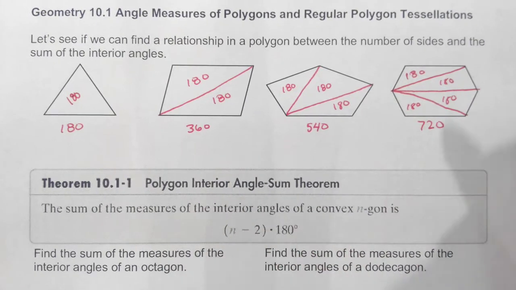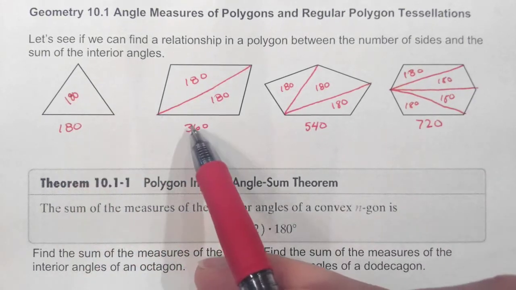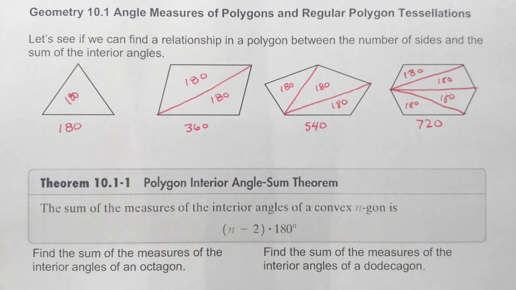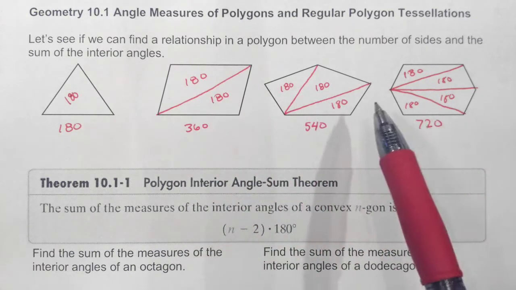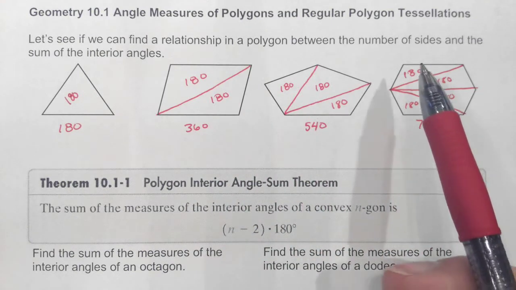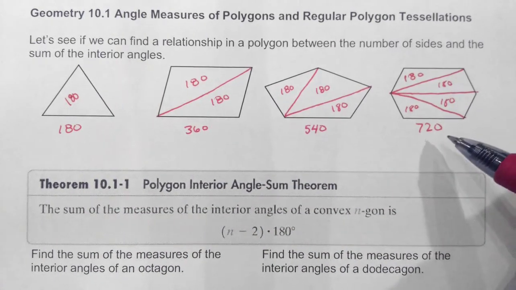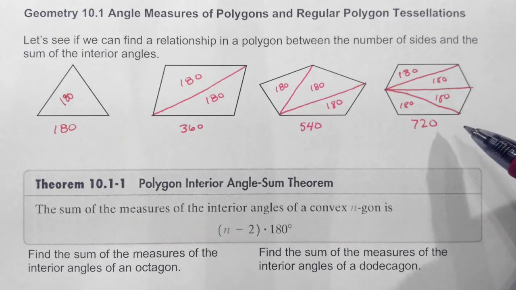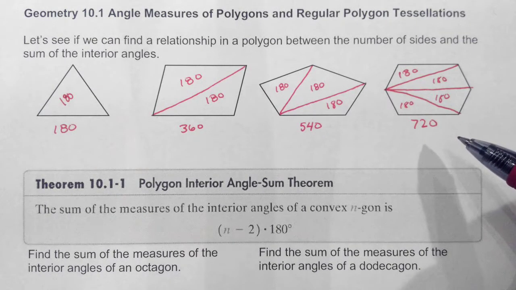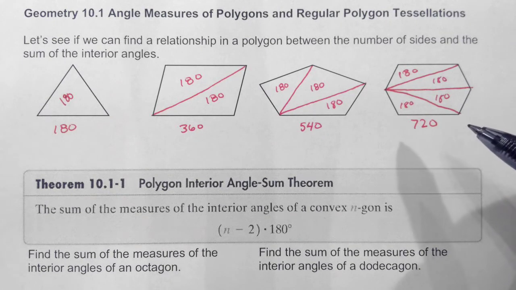So hopefully by now, you would figure, well, what's happening here? 180 to 360, 360 to 540, 540 to 720. We'll look at each of the figures. We're adding a triangle each time, so that means we're adding 180 degrees each time. So that means a seven-sided figure would have 900 degrees, and an eight-sided figure would have 1080, and so on and so forth.